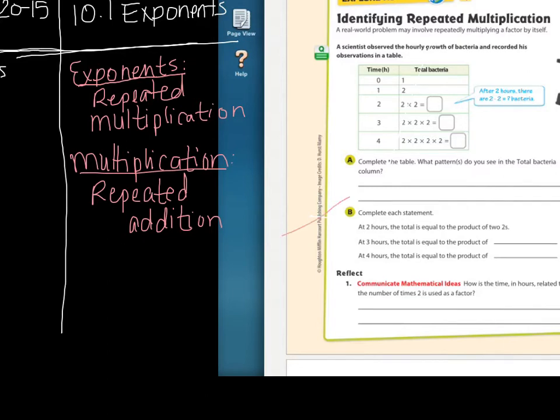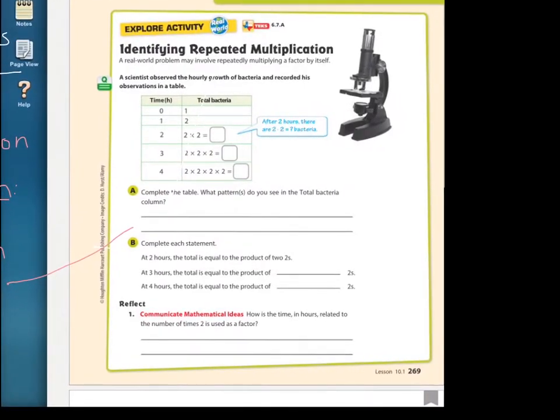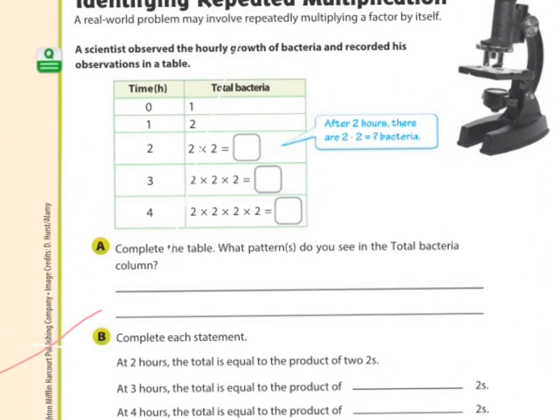Okay, so, whoops, wrote with my finger. Identifying repeated multiplication. Okay, you're going to go ahead and copy these problems into your notes. A scientist observed the hourly growth of bacteria and recorded his observations in a table. So at 0 hours, there was only 1 bacteria. And then after an hour, it had doubled. So now there were 2. Okay, there was 1, it doubled, and now there was 2.